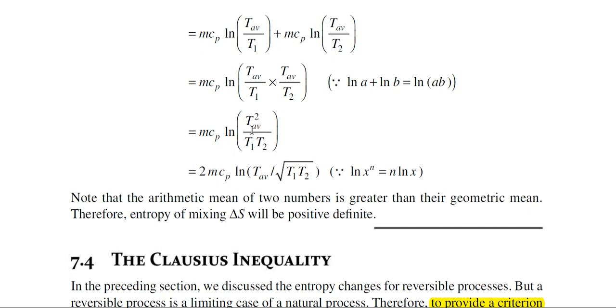What they have done is they have written it as T average by root over T1 T2, whole square. So this square comes out as 2 in front of the logarithm. So this is 2 mCp ln T average by root T1 T2. They have used the formula ln x to the power n is equal to n ln x.